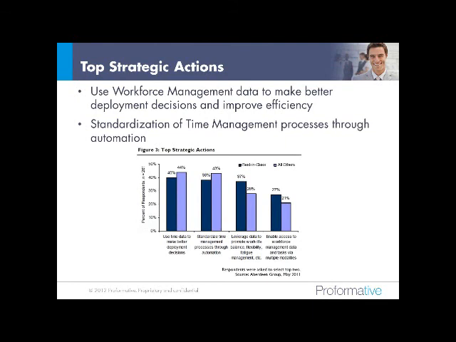So the use of workforce management data can help you make better deployment decisions and improve efficiency within your business. Specifically, the standardization of time management processes through automation have been identified as the 2 top strategic actions of organizations surveyed. And it clearly indicates a better performance for best-in-class organizations than all the others. So organizations can use workforce management to make better deployment decisions, to help standardize time management throughout their processes, and leverage the data to promote a work-life balance, to manage fatigue within their organization and balance the flexibility of work hours. And we can also enable access to workforce management data and tasks via multiple modalities.